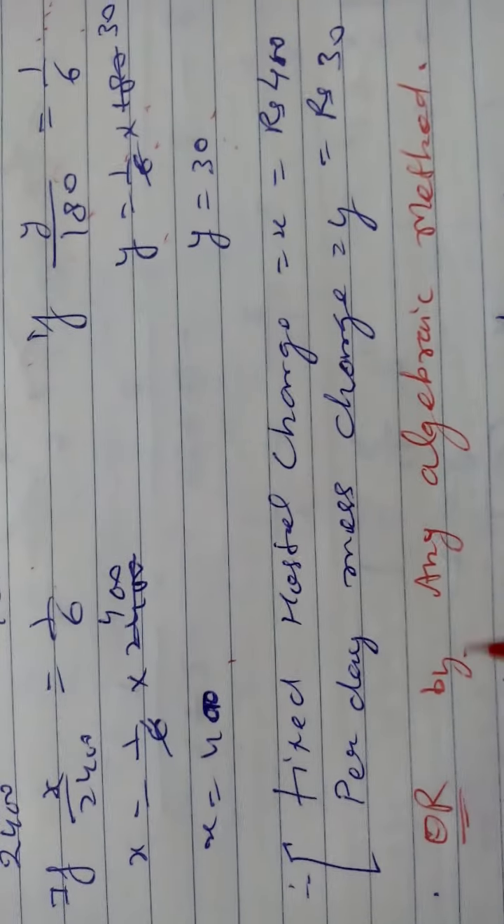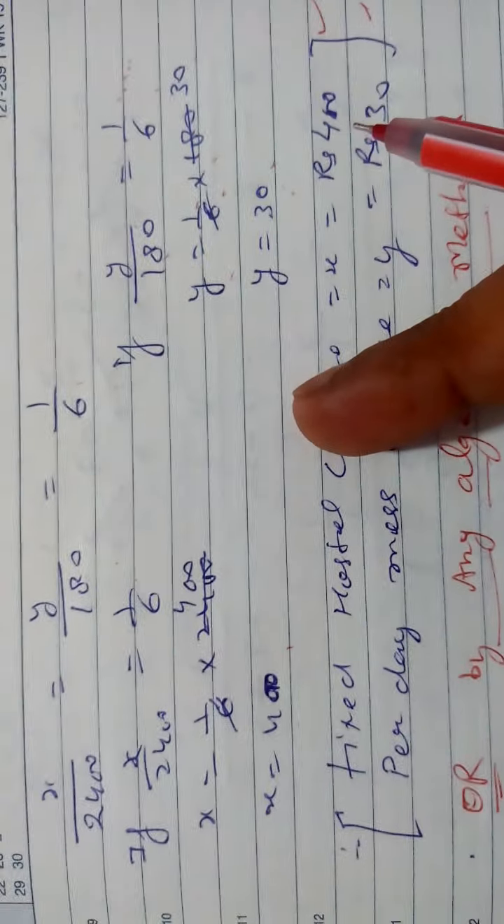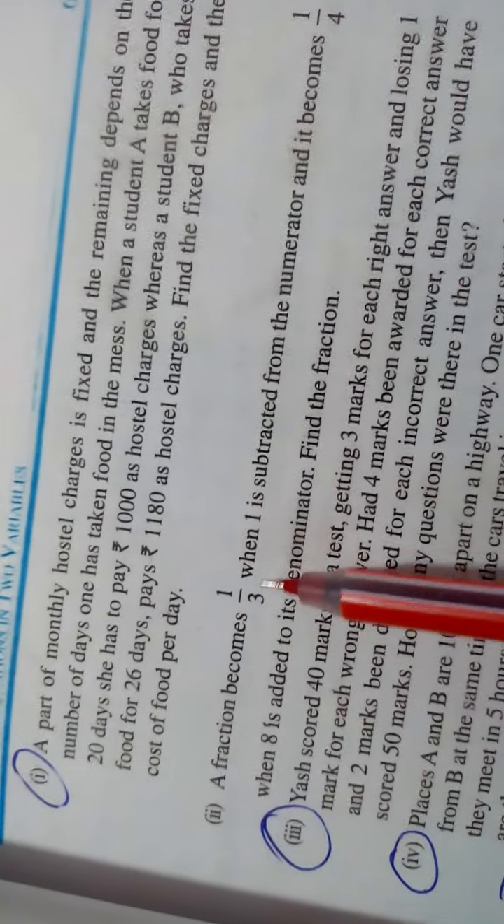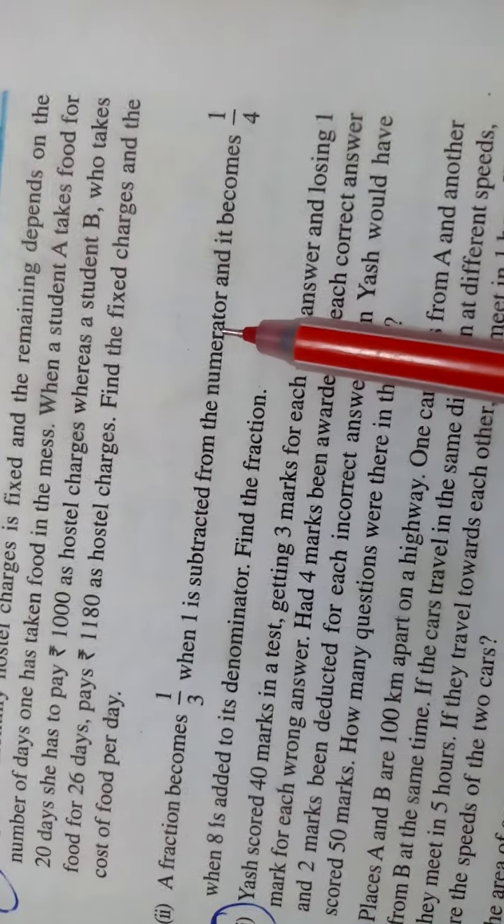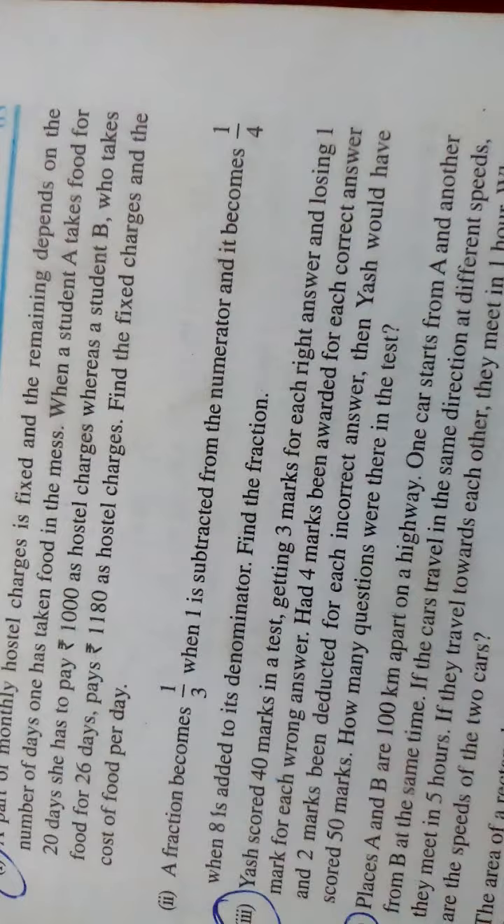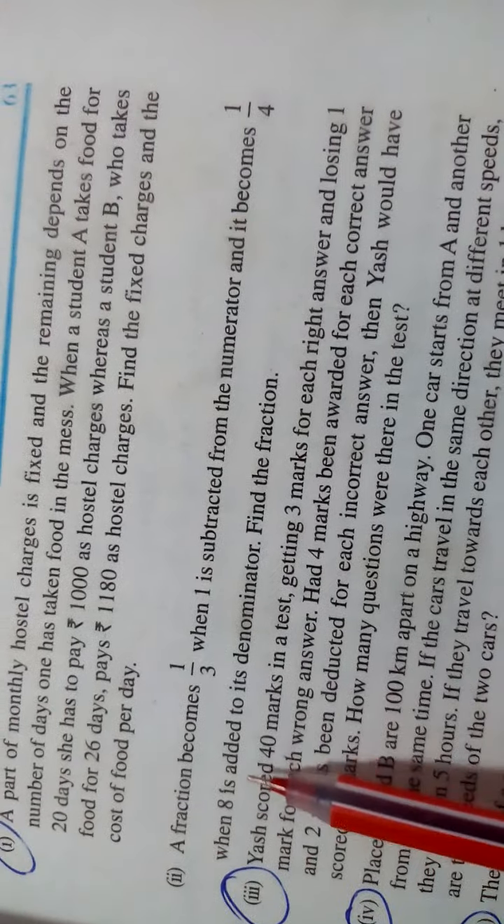You can apply any other algebraic method if you want. Here I have told cross multiplication. The second question given is a fraction question. A fraction becomes 1 by 3 when 1 is subtracted from the numerator only, the denominator stays as it is. And it becomes 1 by 4 when 8 is added to the denominator, the numerator not touched. Find the fraction.